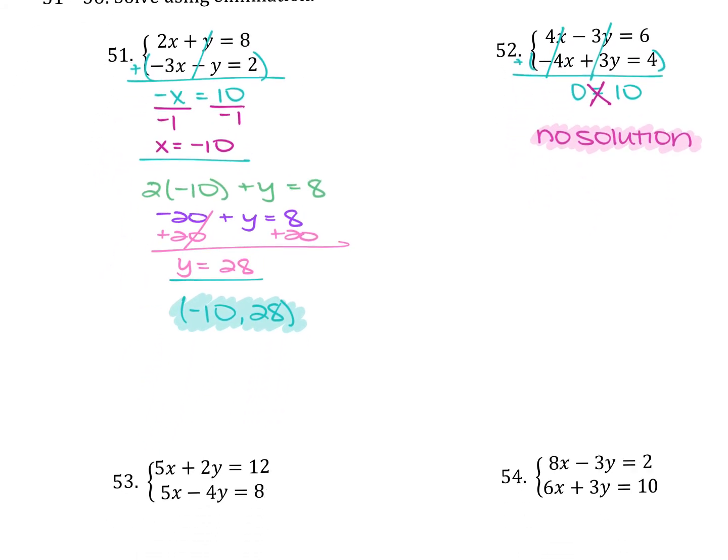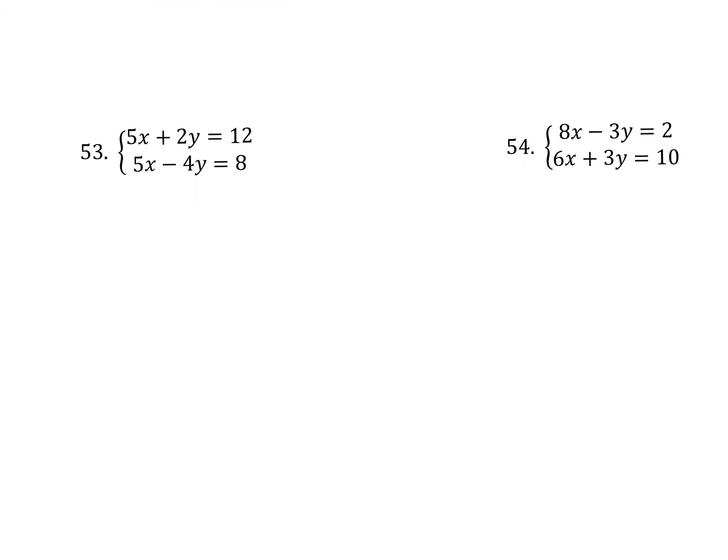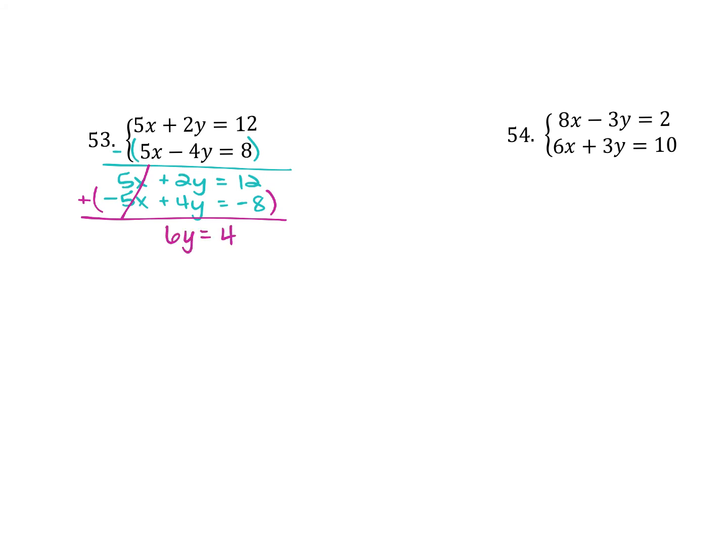For number 53, you have 5x plus 2y is equal to 12, and 5x minus 4y is equal to 8. For this one, we are going to subtract these two. So your top is going to stay the 5x plus 2y is equal to 12. Your bottom is going to become -5x plus 4y is equal to -8. Remember, subtracting is the same thing as adding the opposites. So now that you have opposites for your x's, those cancel out. The 2y plus 4y is 6y, and the 12 minus 8 is 4.